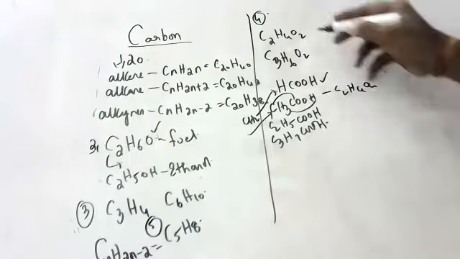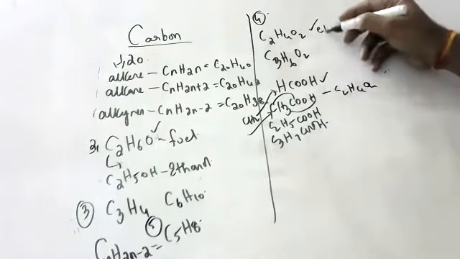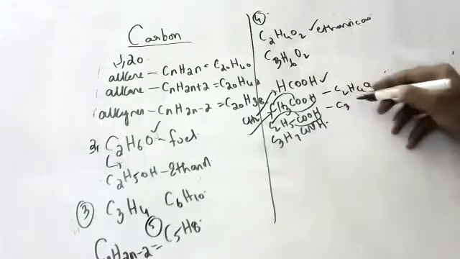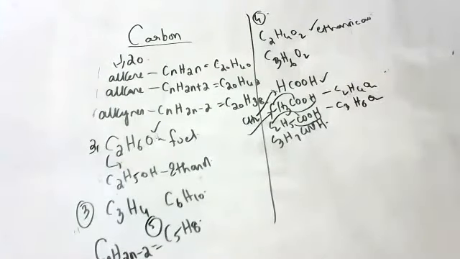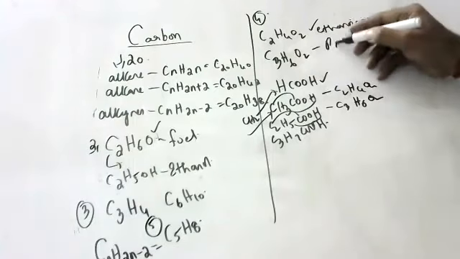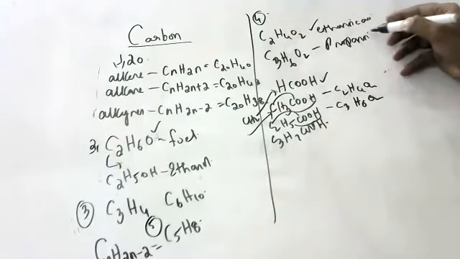So C2H4O2, yes, it is a carboxylic acid. Name is ethanoic acid. Next, C3H6O2. Yes. What is the name of this? Propanoic acid.